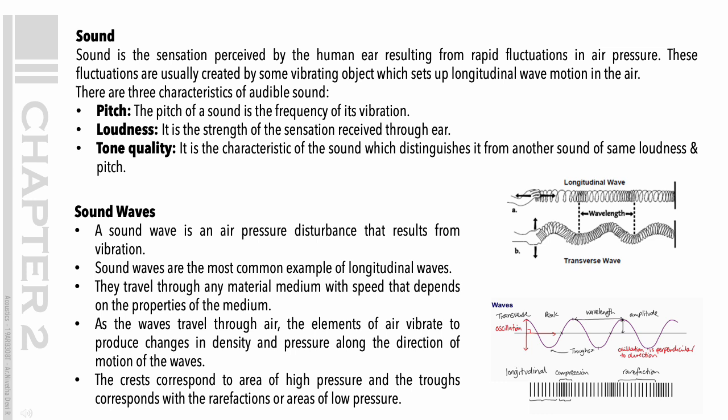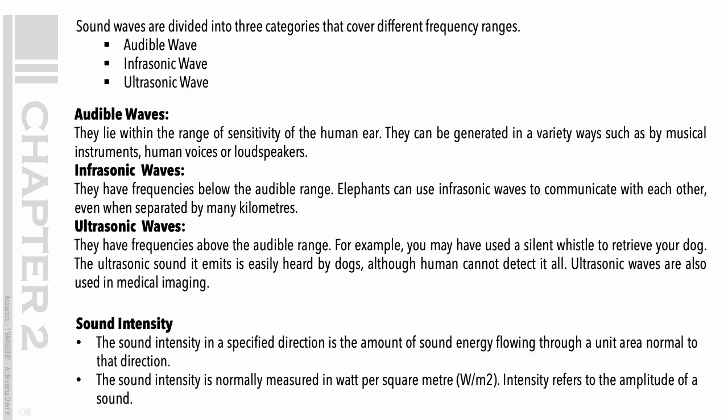Sound waves: a sound wave is an air pressure disturbance that results from vibration. Sound waves are the most common example of longitudinal waves. They travel through any material medium with a speed that depends on the properties of the medium. As the waves travel through air, the elements of air vibrate to produce changes in density and pressure along the direction of motion of the waves. The crests correspond to areas of high pressure and troughs correspond to rarefaction. Sound waves are divided into three categories that cover different frequency ranges: audible waves, infrasonic waves, ultrasonic waves.